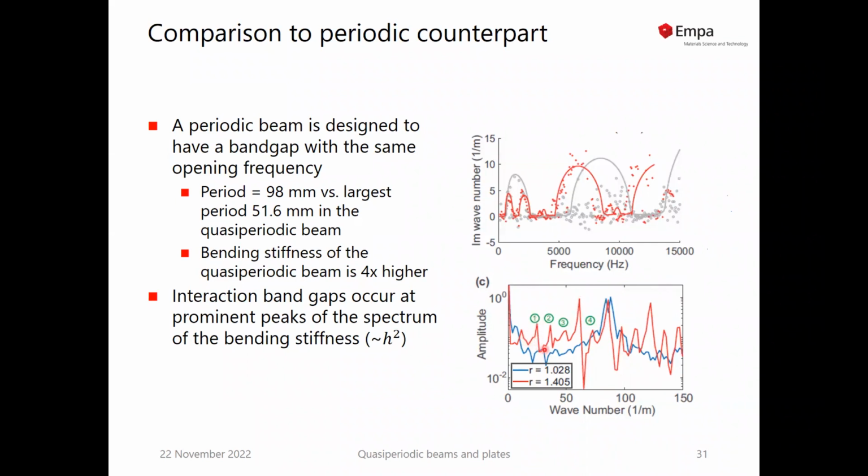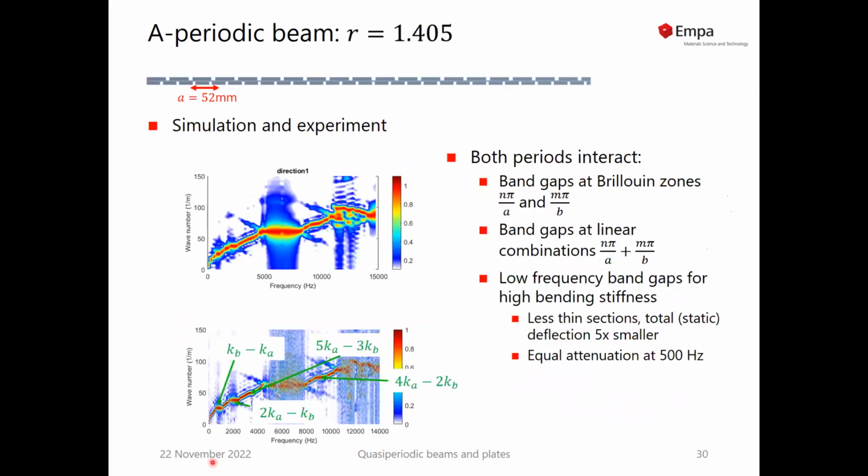So everywhere where you get a high peak in the reciprocal space of the thickness of the beam squared, you also get an interaction band gap, which is clearly noticeable and measurable. The advantage of this is that we get a band gap at the same frequency as in the periodic counterpart, but the bending stiffness of this aperiodic beam here is 5 times higher, because you almost never have thin sections at exactly the same place. So here there is one, but mostly you have at least one thick side on both sides of the beam.